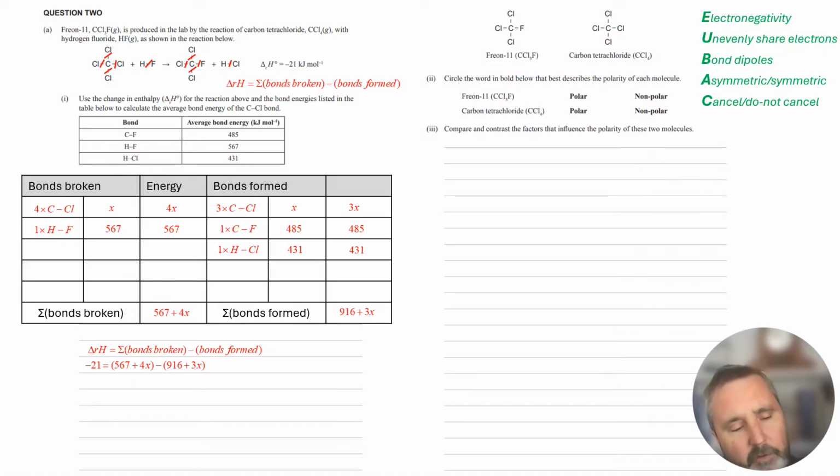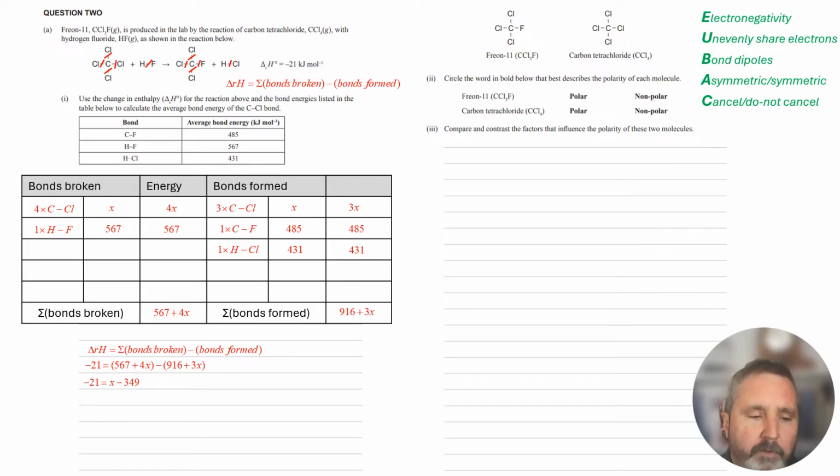Now all we need to do is to group like terms. So you have to recognize that the subtract of everything in this bracket means that both of the values in this bracket are negative, right? So it's a minus 3x and a minus 916. So when we group those together and we subtract 3x from 4x, we get just x. When we subtract 916 from positive 567, we get negative 349.